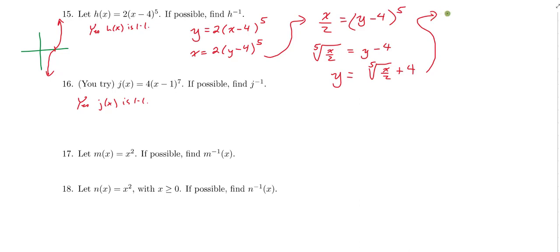My very final step is to call that f inverse, or in this case, h inverse. So h inverse of x is equal to the 5th root of x divided by 2 plus 4. And there we found the inverse to this function h of x. Okay. So what I'd like you to do is pause the video and try number 16 on your own. And I'll see you in a moment.